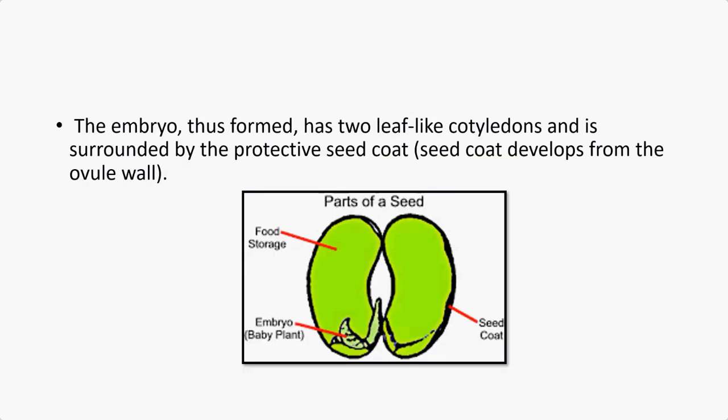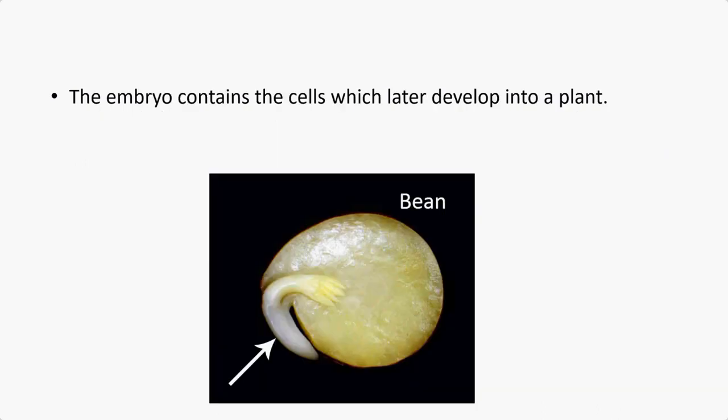The next slide. The embryo thus formed has 2 leaf-like cotyledons and it is surrounded by a protective seed coat. Seed coat develops from ovule walls. Children, listen here. Seed coat is formed from where? Ovule walls. The egg-like ovules are there, egg-like structure. The wall will form into a seed coat.